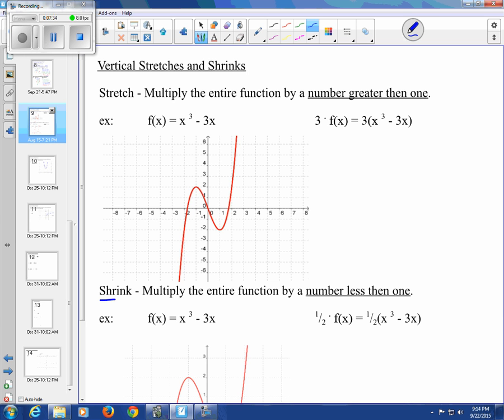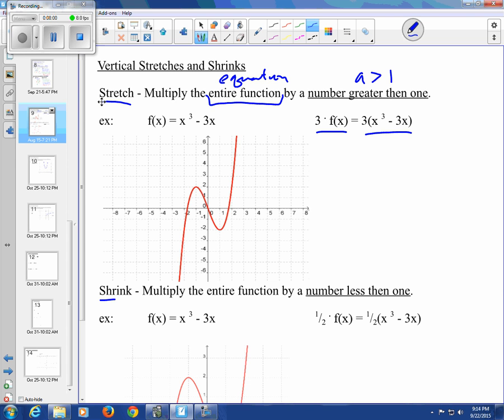Right here we can say that we have a vertical stretch when we multiply the entire function, right? And here we're talking about the equation, by a number greater than 1. So right here, a is greater than 1 in this case. Now right here, we've got our same function, f of x equals x cubed minus 3x. And over here, we're multiplying that function by 3.